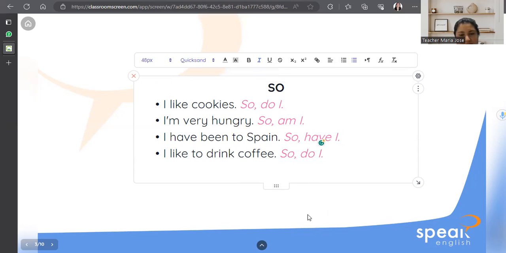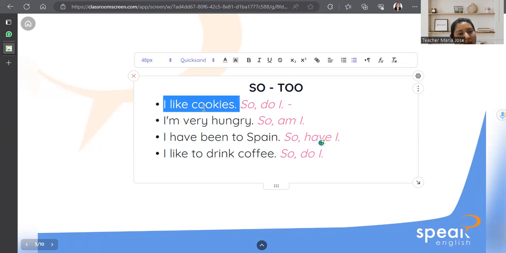Now let's change it. In order to agree with the information, we also practice how to use too. So in the same sentence, I want you to give me a different answer, but now using too, okay? Remember that you agree with this information. So what could be the other possibility for number one, Alejandra? I like cookies, and I need to use too.